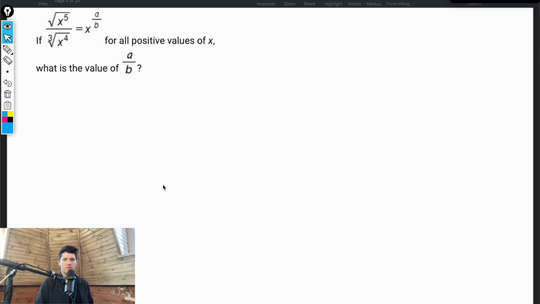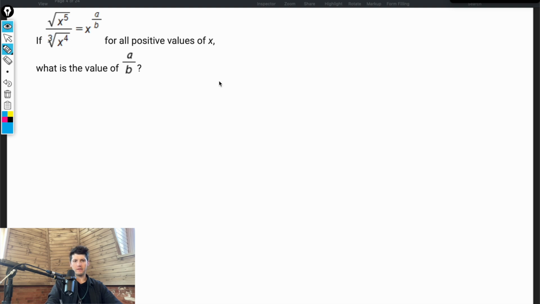Okay. So this is a question that tests you very simply on your knowledge of exponents and roots. It says the square root of x to the 5 divided by the cube root of x to the 4th equals x to the power of a over b. For all positive values of x, what is the value of a over b? Okay. So all this question wants from you is to be able to recognize that a square root can be written as to the 1/2 power, and a cube root can be written as the 1/3 power.